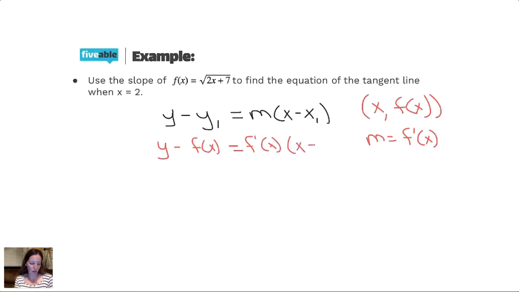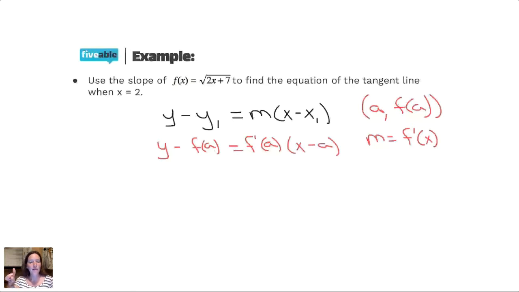Actually, let me change that to not x. That's going to be confusing. I don't want to confuse anybody. We'll make a point A. Otherwise, I'd have x minus x, and that would just confuse things, right? So we'll pick a point randomly, A, f of A, and then our slope will be f prime of A. So now we can plug in: y minus f of A equals f prime of A times x minus A. So this is cool because we actually have all of this information. We just didn't really know it.